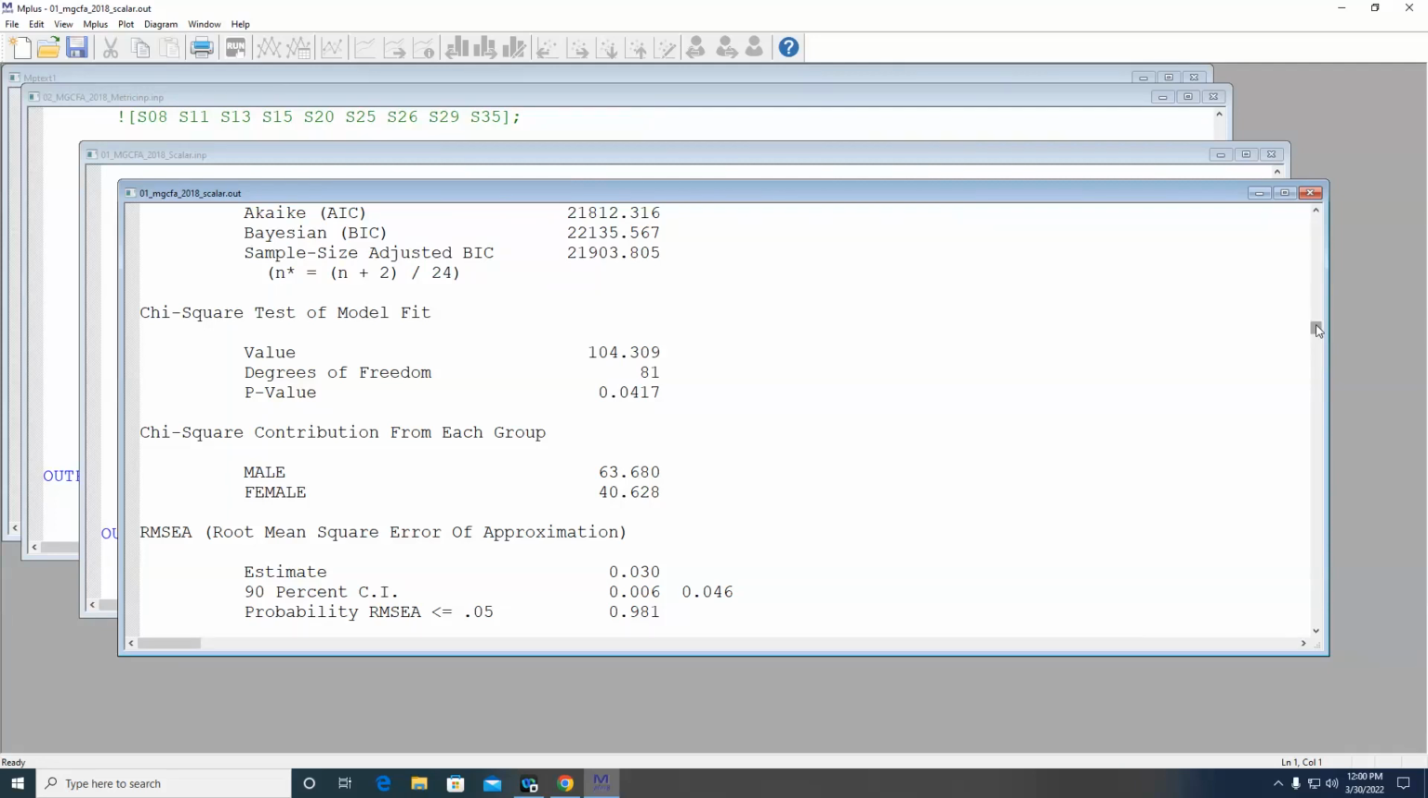Yeah, marginal. I mean, barely, right? 104.309 was the metric. What was the metric? Not that it really matters, but okay, the metric was 0.03, right? And the configural, technically, had a chi-square of 0.057.